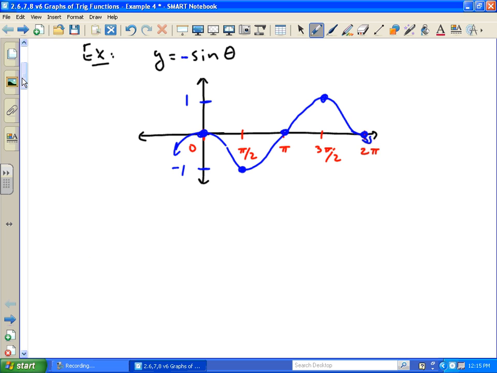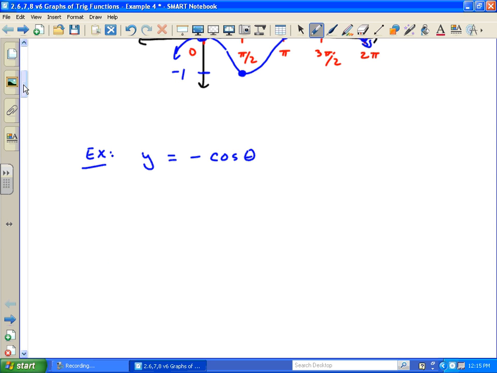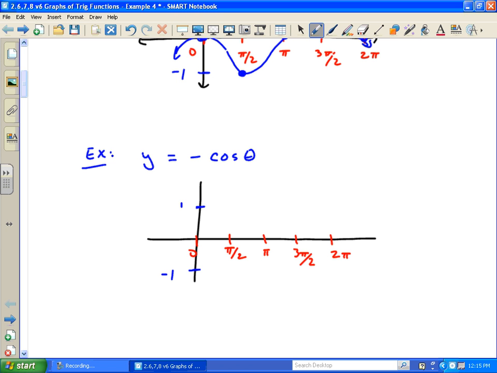Okay, let me do this for negative cosine. If you're looking at graphing y equals negative cosine of theta, then what you will generally have is your amplitudes at 1 and at negative 1. You'll have the same quarter points that you normally do. There's been no change to the quarter points. Make sure that anytime you're graphing for me, you always label your quarter points.